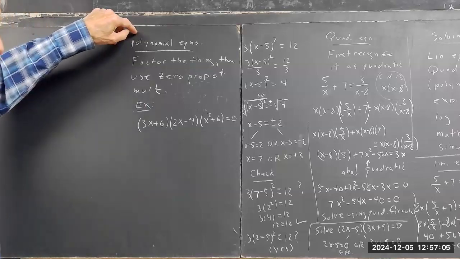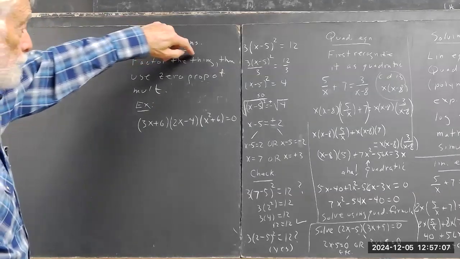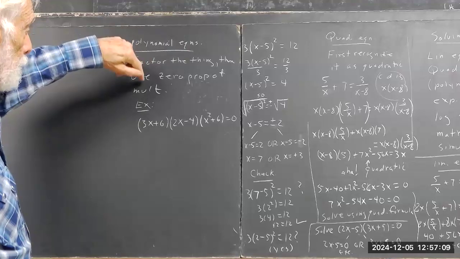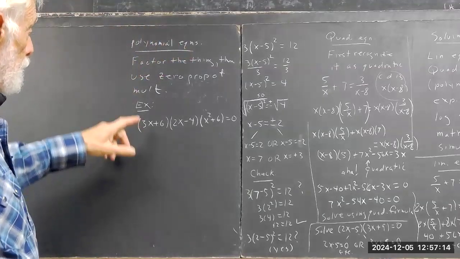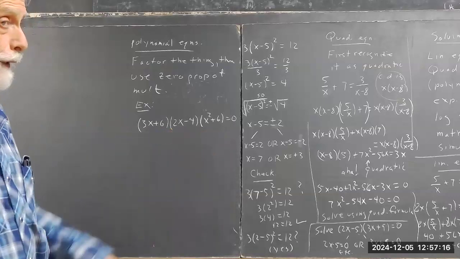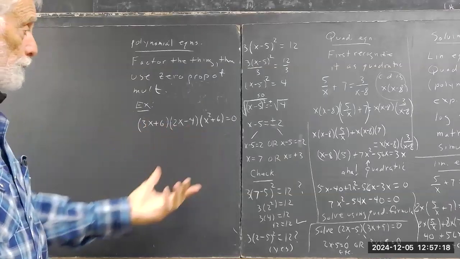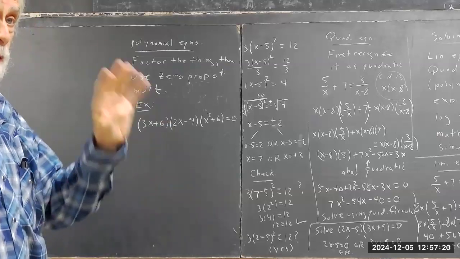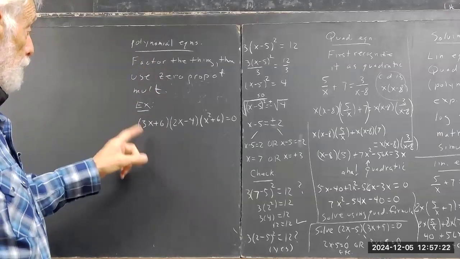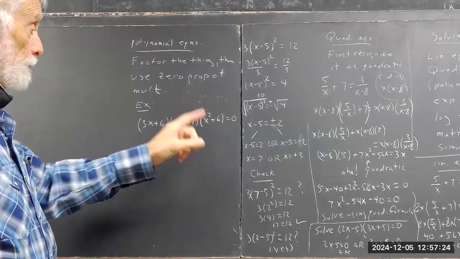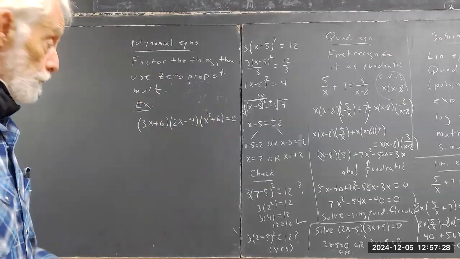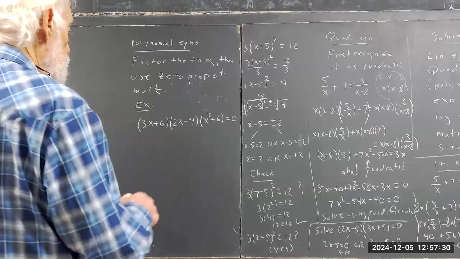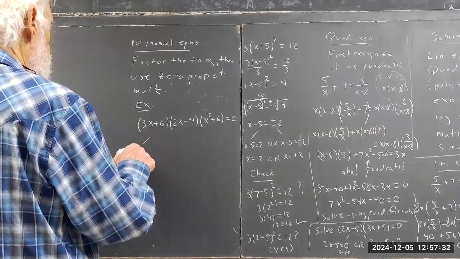Okay, so polynomial equations, I said factor the thing, then use the zero product property of multiplication. For example, if you factor the polynomial, what would the degree of this polynomial have been? It would be degree 4, right? Because you have an x that can multiply an x that can multiply an x squared, giving you an x to the 4th term.